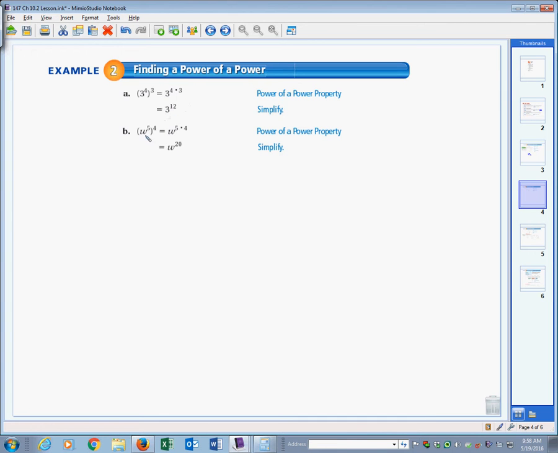Same thing applies to a variable. Here I have w to the 5th and parentheses again to the 4th power, so it's power of a power. I'm not adding because I have parentheses. I need to multiply. So this becomes w to the 5 times 4, which is w to the 20th. And notice it says simplify, it doesn't say solve. Do you guys notice that? So do I have to do 3 times 3 times 3, 12 times over here to get this? No, I just need the simplified answer. And your homework, I think, mostly says simplify.